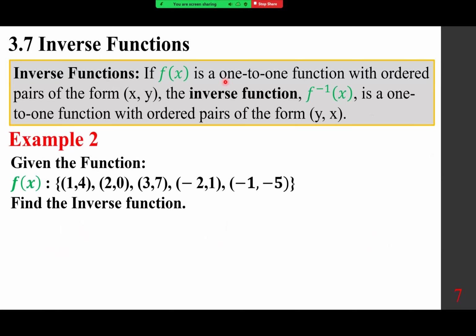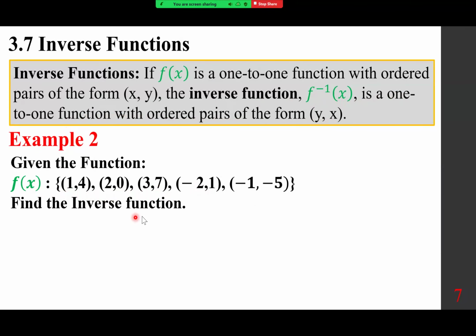Inverse functions. If f of x is a one-to-one function with ordered pairs of the form (x, y), the inverse function, read f inverse, this is not f to the power of -1, f inverse of x is a one-to-one function with ordered pairs of the form (y, x). In short, when you interchange x and y, you get the inverse function. Given the function f of x equals (1, 4), (2, 0), (3, 7), (-2, 1), (-1, -5), find the inverse function.